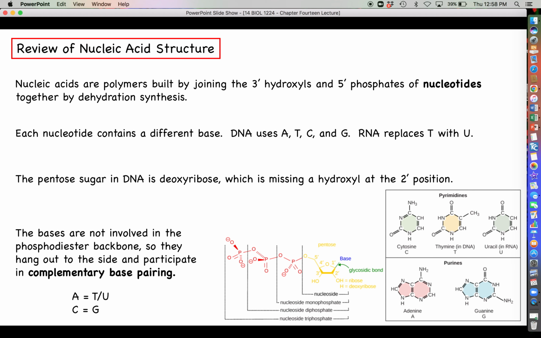And Chargaff's rules, which tell us what bases pair with what other bases, tell us that adenine always binds with thymine, or uracil in RNA, and cytosine always bonds with guanine. You'll notice that, again, a purine always bonds with a pyrimidine, and pyrimidines always bond with purines. You will never see pyrimidines bonding with pyrimidines or purines bonding with purines.